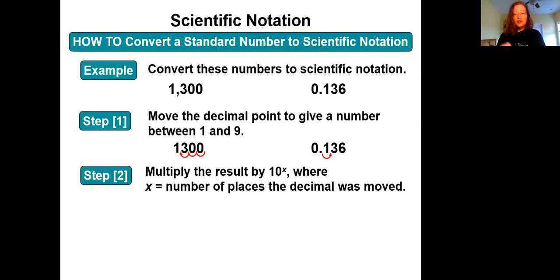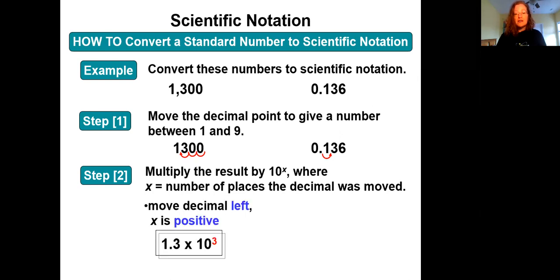Then we're going to do times 10, and we're going to have an exponent. 1.3 times 10 to an exponent. X is going to be the number of places the decimal was moved. Now, honestly, I'm not a big fan of what they say in your book. When it says move the decimal to the left, X is positive. In fact, you know how much I hate this? We're going to change that.